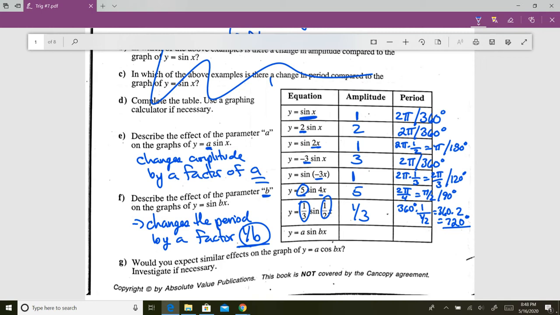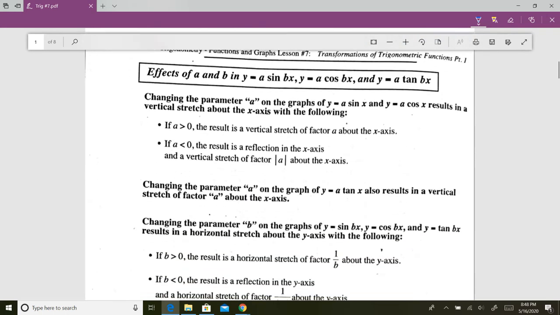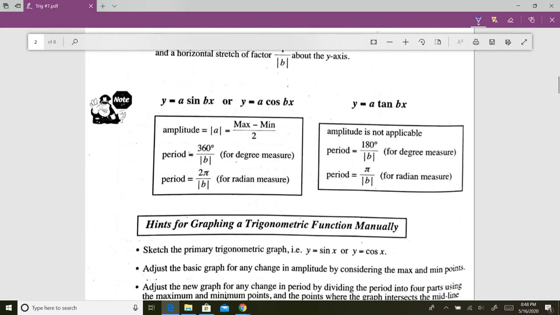So in short, if you have A sine Bx, your amplitude is whatever A is, okay? And your period is 2 pi over b, or if you want to do it in degrees, it's 360 over b. And it works the same for the cosine function. And this is all summed up in these two tables right here.